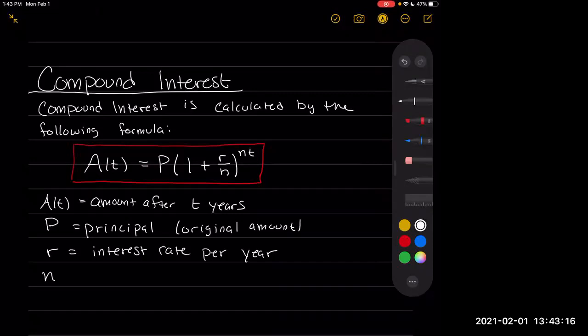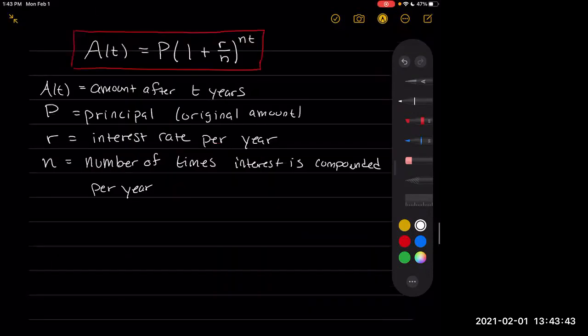And n is the number of times interest is compounded per year. This means the number of times in a year that a bank would normally add your interest in. And t is the number of years.